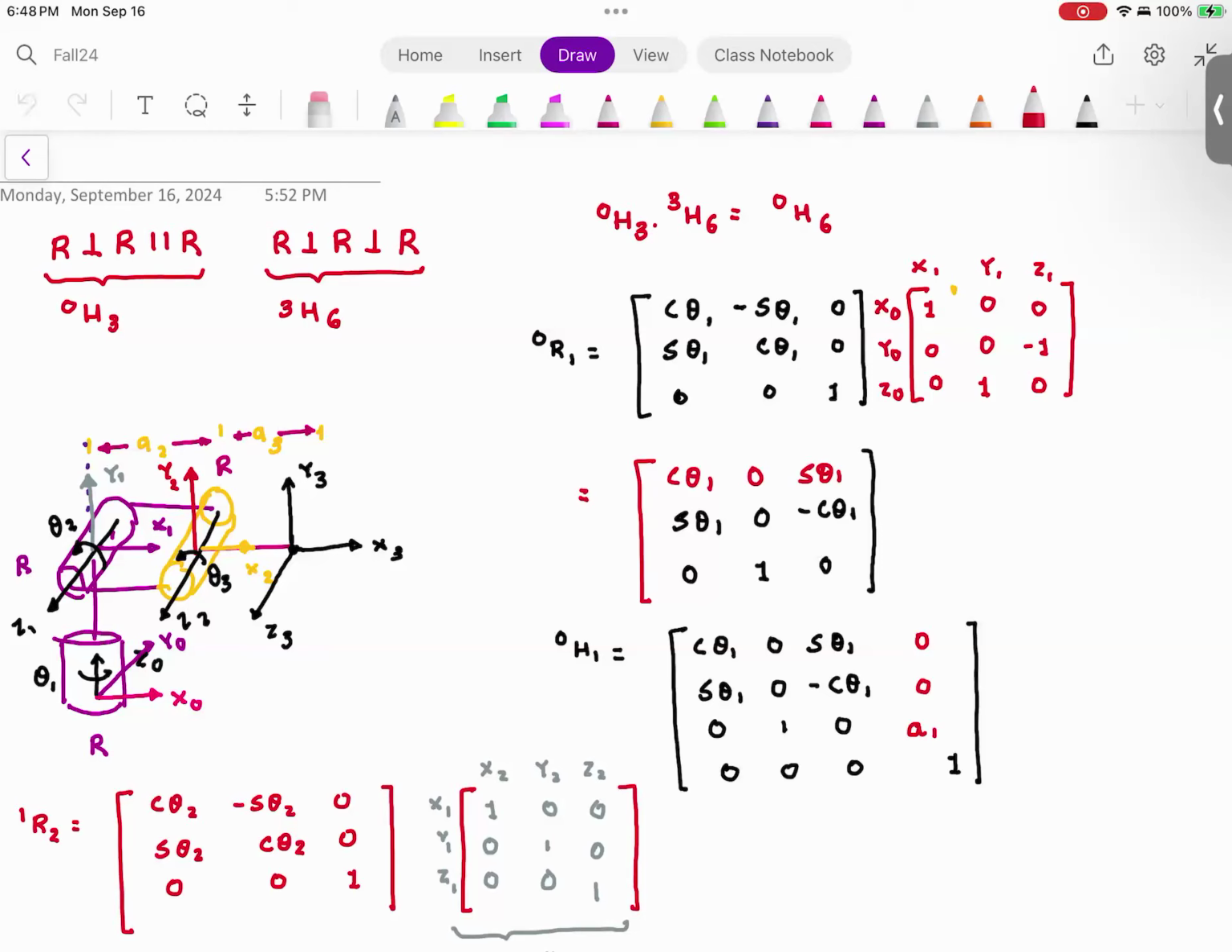But that's a fixed offset. That is not going to change. So you have to modify the homogeneous transformation accordingly. Any questions before I go to spherical wrist?